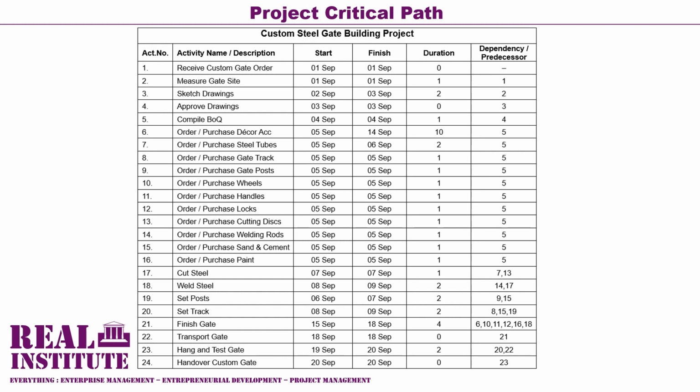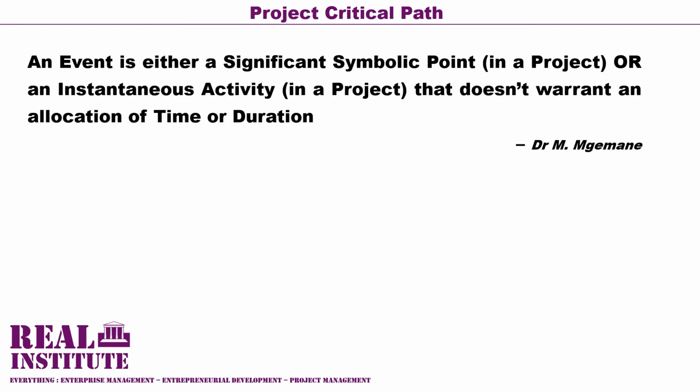Please note that in project management, and particularly in project time management planning, some project activities are referred to as events. And an activity that is regarded as an event has 0 duration. An event in project management is either a significant symbolic point or an instantaneous activity that doesn't warrant an allocation of time or duration.